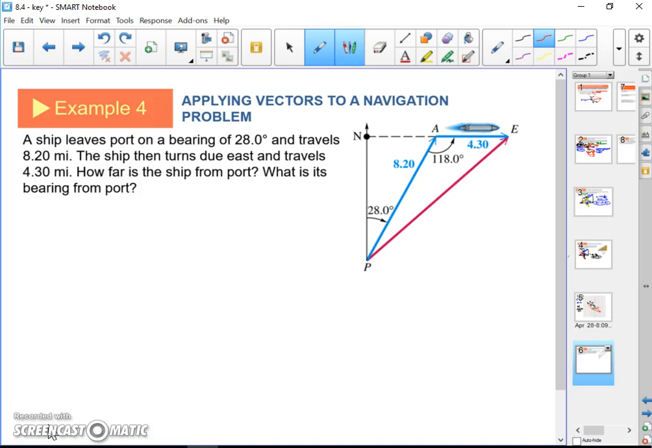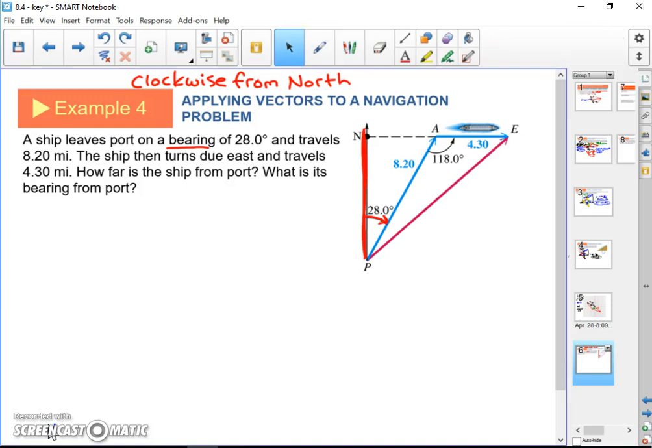The ship leaves port on a bearing of 28 degrees. Remember, bearing is talking about what direction you're traveling, and bearing is clockwise from north. In order to draw this picture, you would have to start with a north-south line right here, and 28 degrees clockwise from north puts us along this line right here. So here is this vector. And so block out everything else.